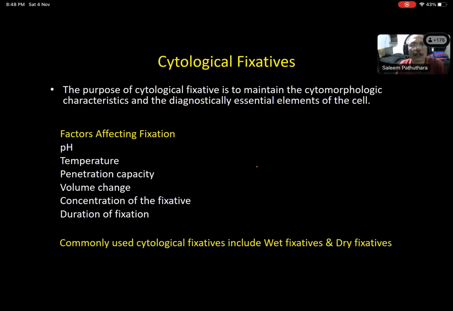Then coming to the fixatives, the purpose of cytological fixatives is to maintain the cytomorphological characteristics and to preserve the diagnostically essential elements of the cell. What are the factors affecting the fixation? pH, temperature, penetration capacity, volume change. All these are various factors which can affect it. There are two types of fixative used in cytology: one is wet fixative and one is dry fixative.